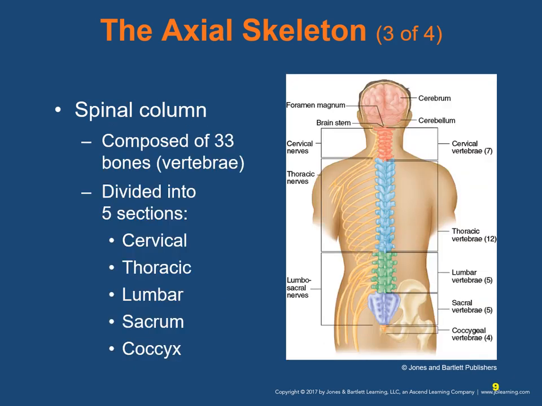This is an illustration of the spinal column that I just explained, composed of 33 vertebrae divided into 5 sections. You have the cervical, the thoracic, the lumbar, sacrum, and coccyx, top to bottom.